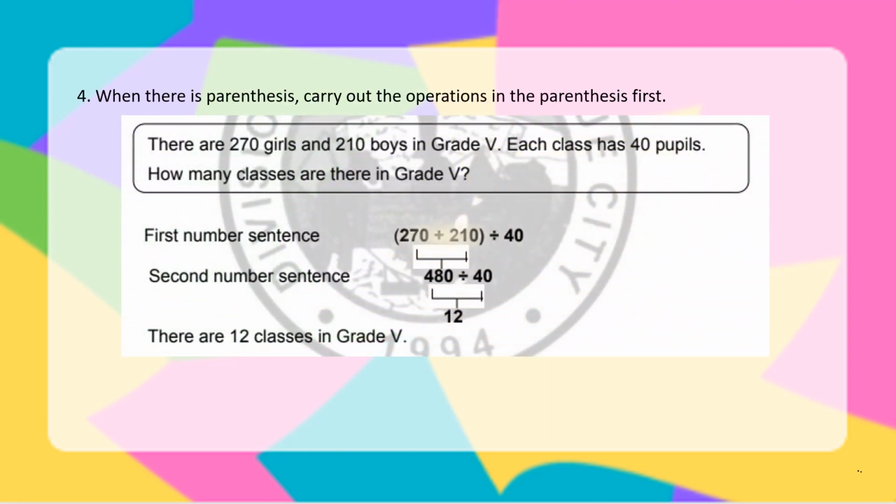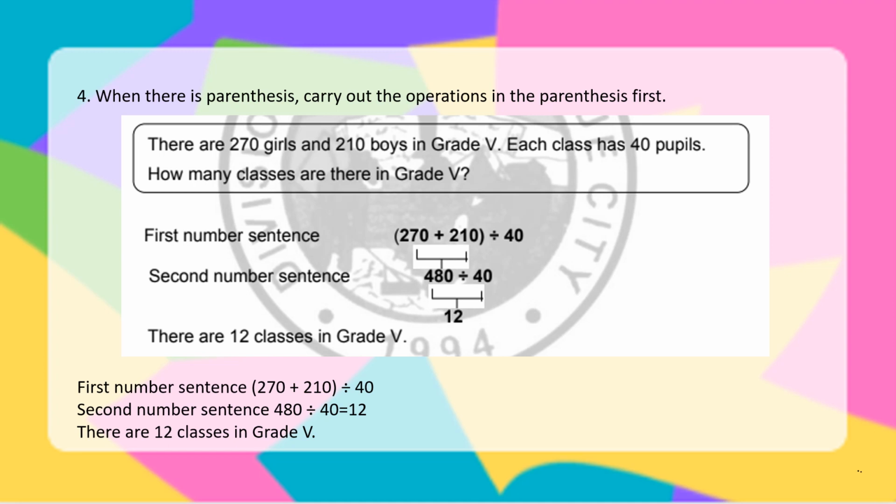Okay, number 4. When there is a parenthesis, carry out the operations in the parenthesis first. Example, there are 270 girls and 210 boys in grade 5. Each class has 40 pupils. How many classes are there in grade 5? For our number sentence, we're going to get the number of girls, which is 270, and the number of boys, which is 210. And then, we're going to place it inside the parenthesis. Then, divided by 40, because each class has 40 pupils.